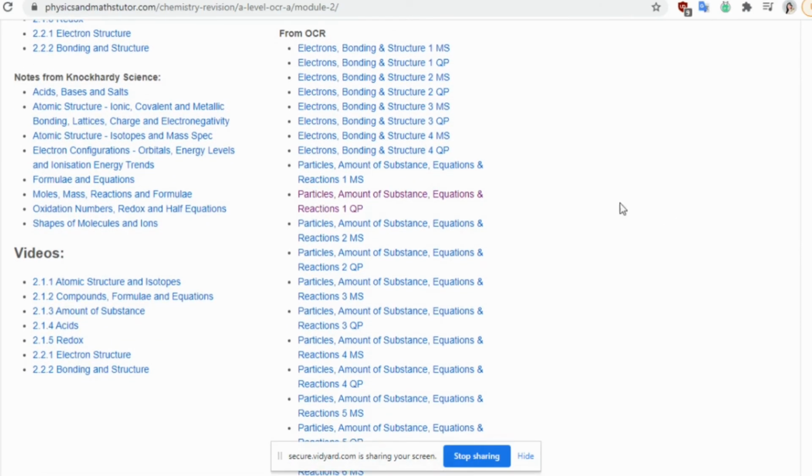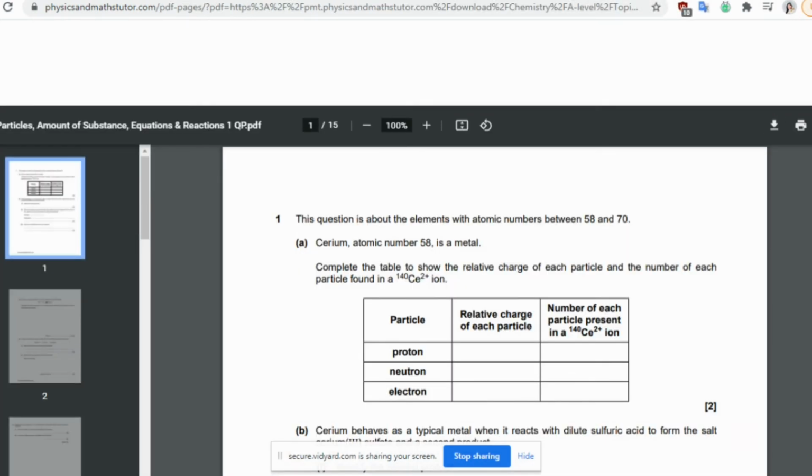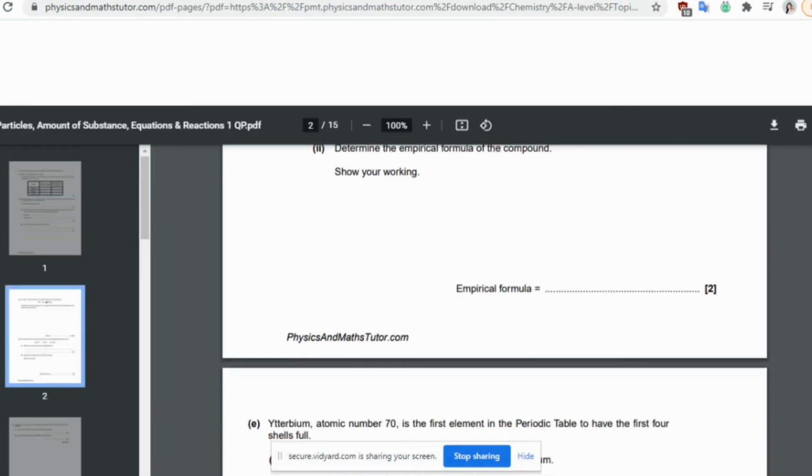And there's still plenty more questions that you can practice with. So even if you've only just started AS, your first year of the A-level, there's lots of different papers on particles, amount of substance and equations.